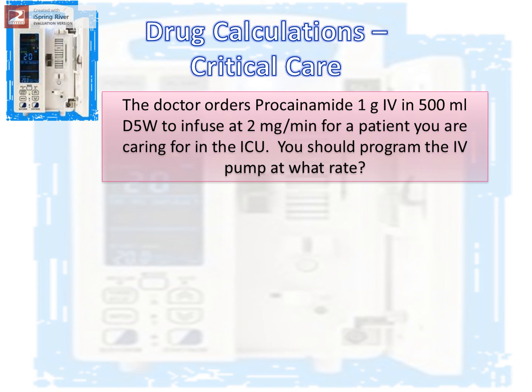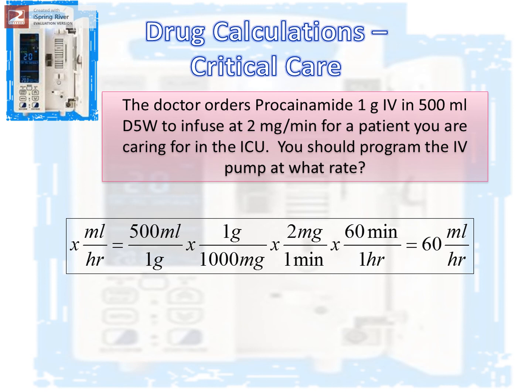So it wants to know, we need to know what the requested unit is. How do you program an IV pump? You program it in milliliters per hour. So the requested unit is milliliters per hour. We'll put milliliters on top.